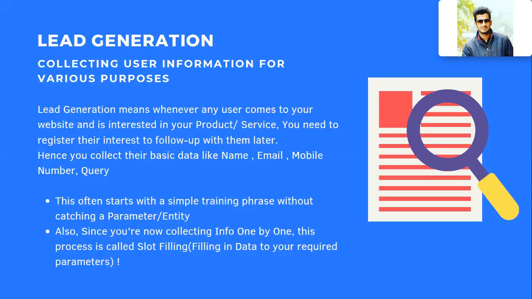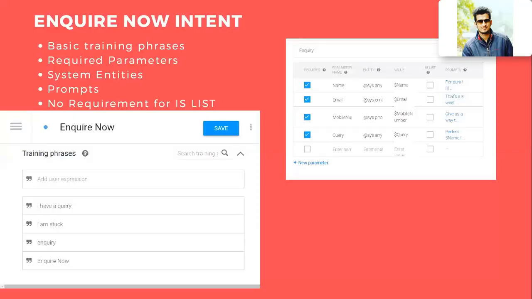But in lead generation, you mostly start with a plain sentence, and then you start asking consistent questions, and then you go on. And as I just told you, if you're collecting info one by one, it is called slot filling. So now let's see what kind of intent it is. Let's see this inquire now intent.